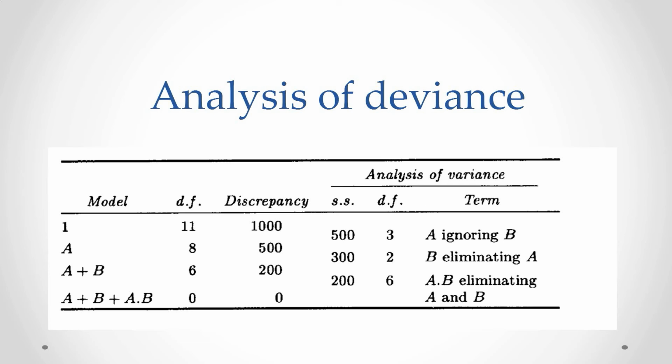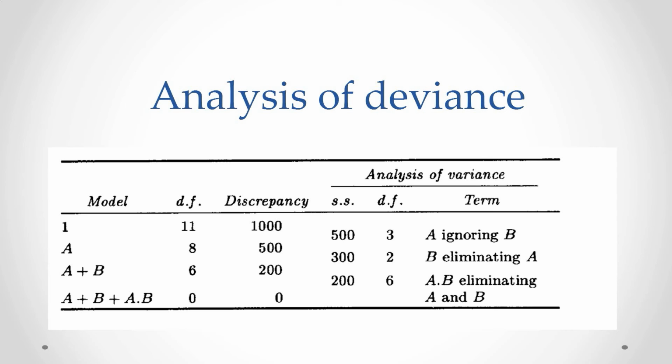So A is a factor having 9 levels, B is a factor having 6 levels, C is a factor having 7 levels, and this gives me the analysis of deviance mimicking the analysis of variance.